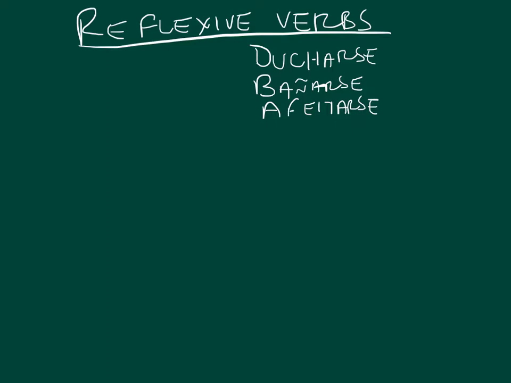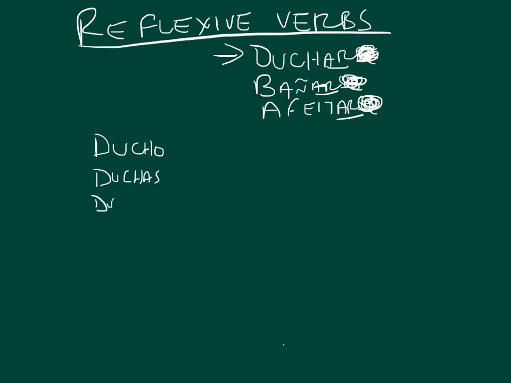So, here's how you conjugate it. The first thing you should do is pretend that this "se" isn't even there. Pretend it's not even there. And then what do you got? You have a very simple AR verb. So let's just conjugate it. Let's start with ducharse, which is to shower. Ducho, duchas, ducha, duchamos, ducháis, and duchan.